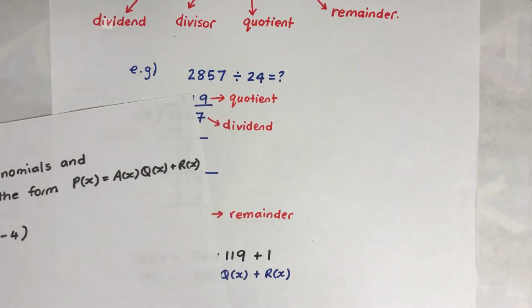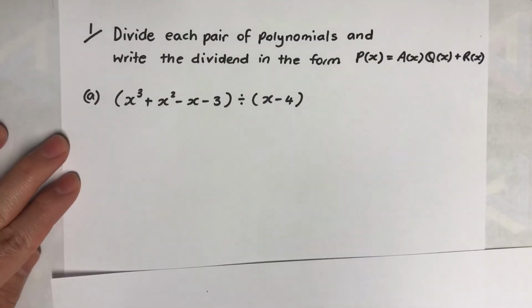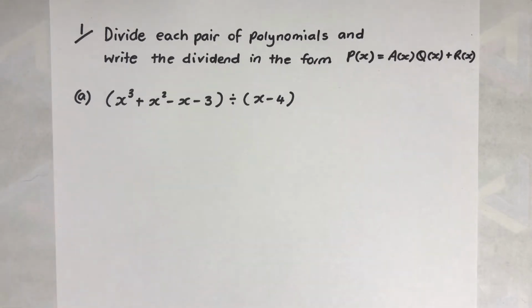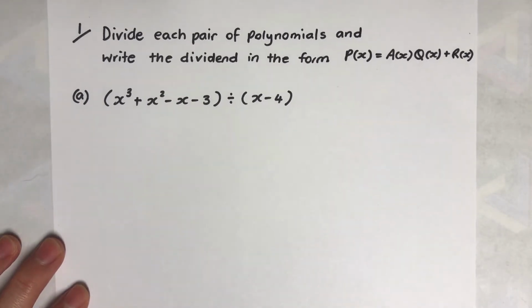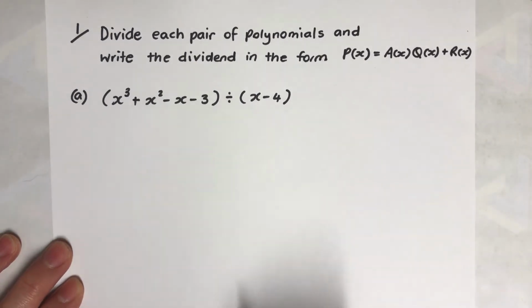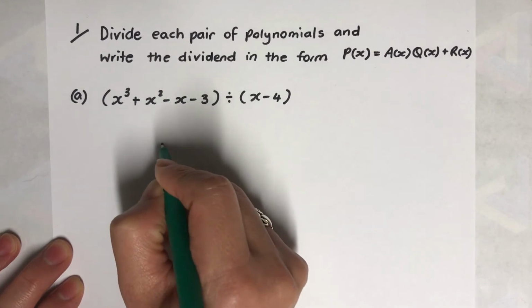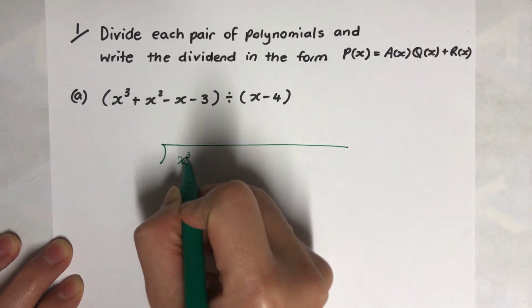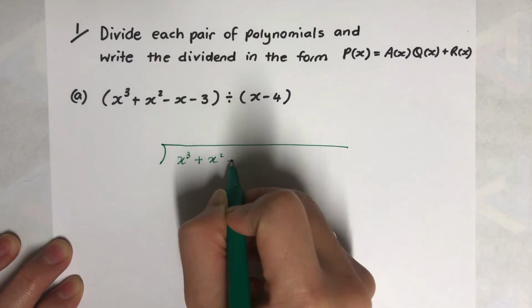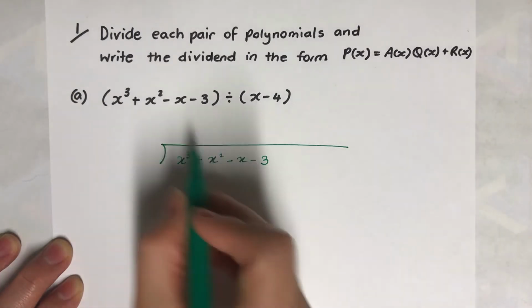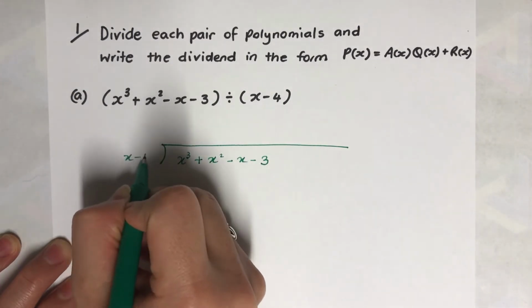Okay, let's have a look. All right, so I've got: divide each pair of polynomials and write the dividend in the form p of x equals a of x times q of x plus r of x. Okay, so let's put that into the long division. I'm going to put it in like that: x cubed plus x squared, minus x minus 3. So that's my dividend, and then my divisor will be x minus 4.